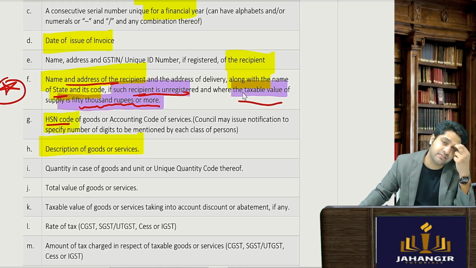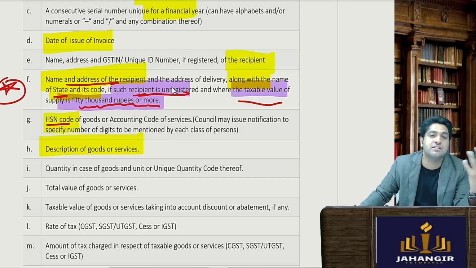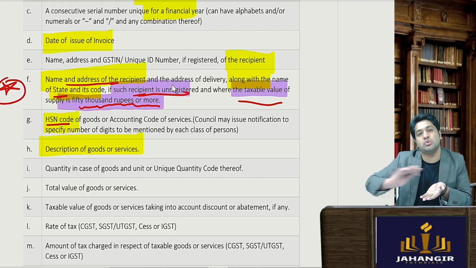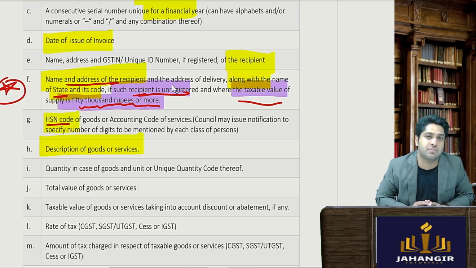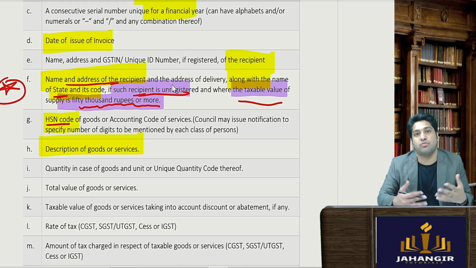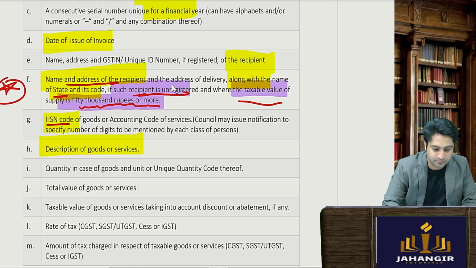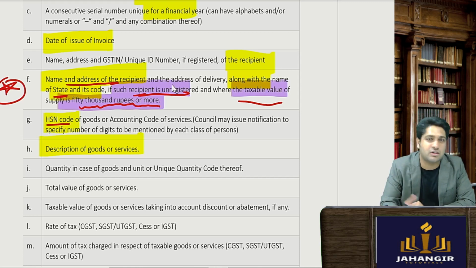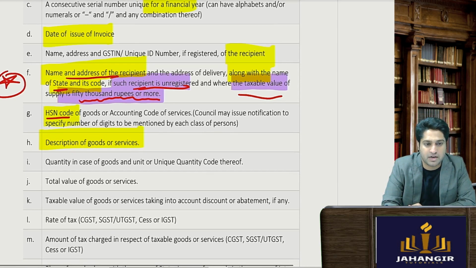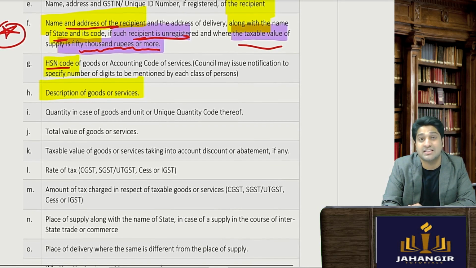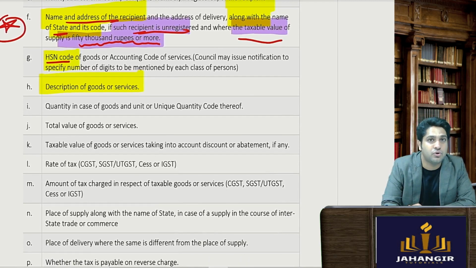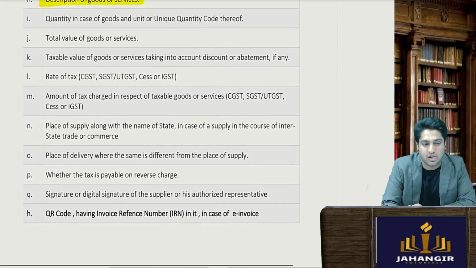Why? Because sometimes an invoice can be issued to an unregistered person, and we don't know where he is from. So maybe we might just issue some random invoices to any person and then say we cannot locate him. Since the value is also high, 50,000 or more, we need to know which state he is from, his name, and address. If it's less than 50,000, then it's okay. But if it's more than 50,000 and he's unregistered, then we need to know his address, his details, etc. Okay, this is all there.